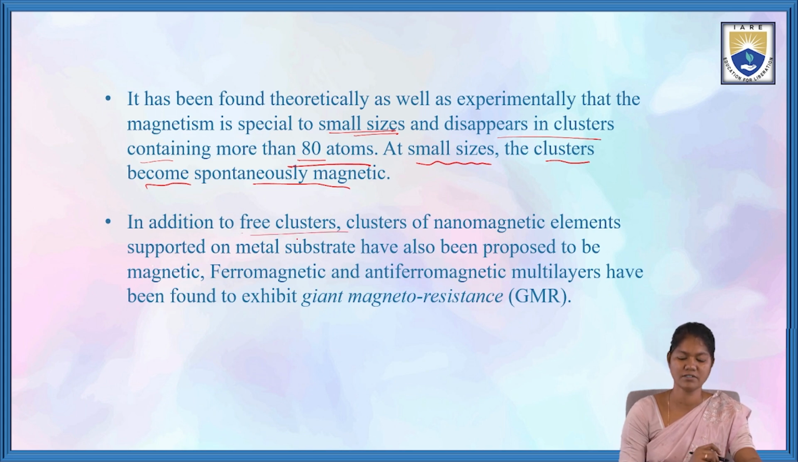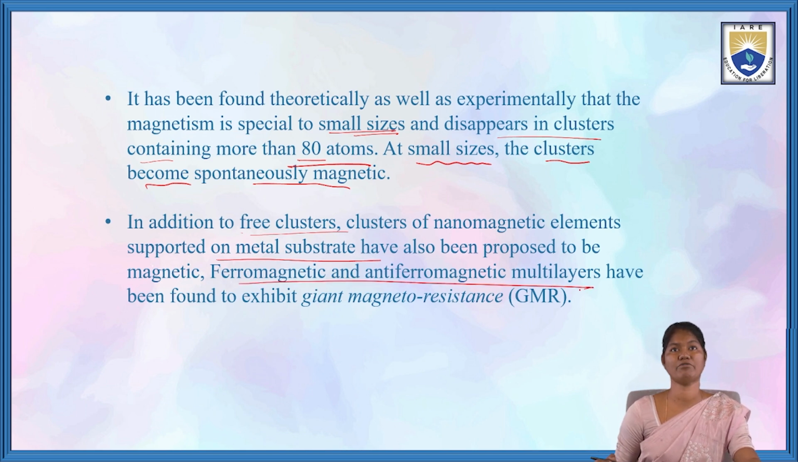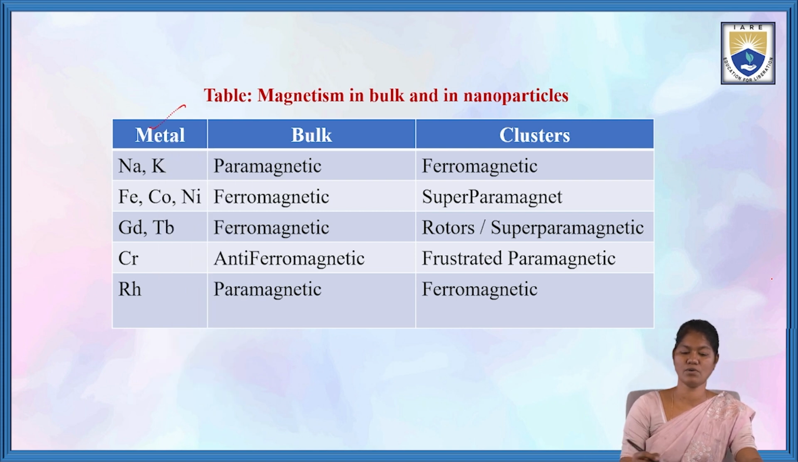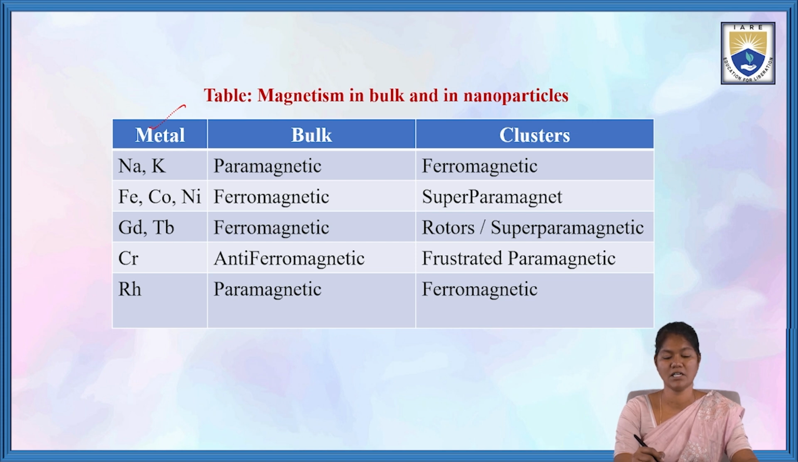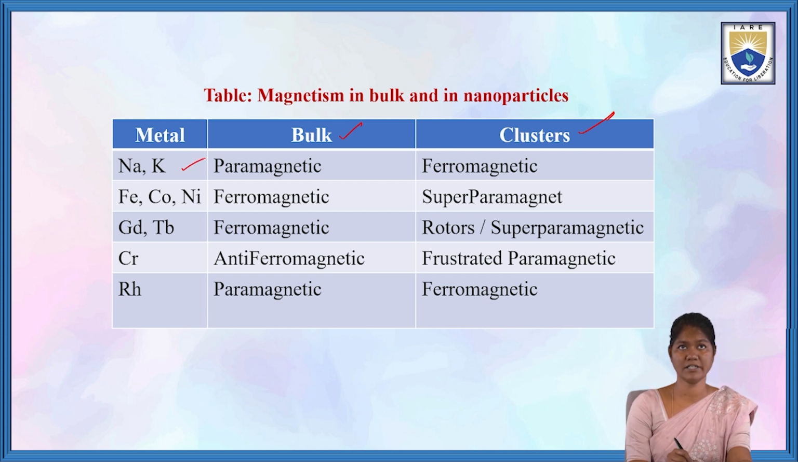Clusters of nonmagnetic elements supported on a magnetic substrate have also been proposed to be magnetic. Ferromagnetic and non-magnetic multilayers have been found to exhibit giant magnetoresistance, GMR. This is the table which gives the magnetism in bulk and in nanoparticles. Taking a metal, how does the magnetism change compared to bulk when it is in clusters? If we take Na and K, sodium and potassium, in bulk size they show paramagnetism.